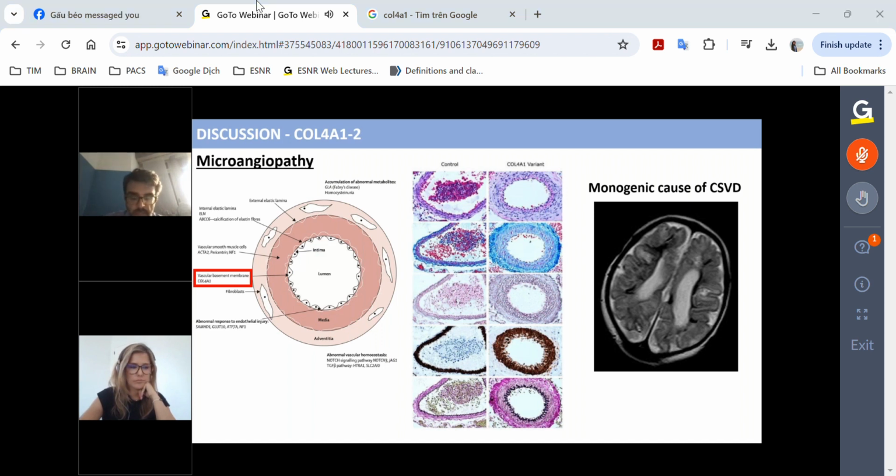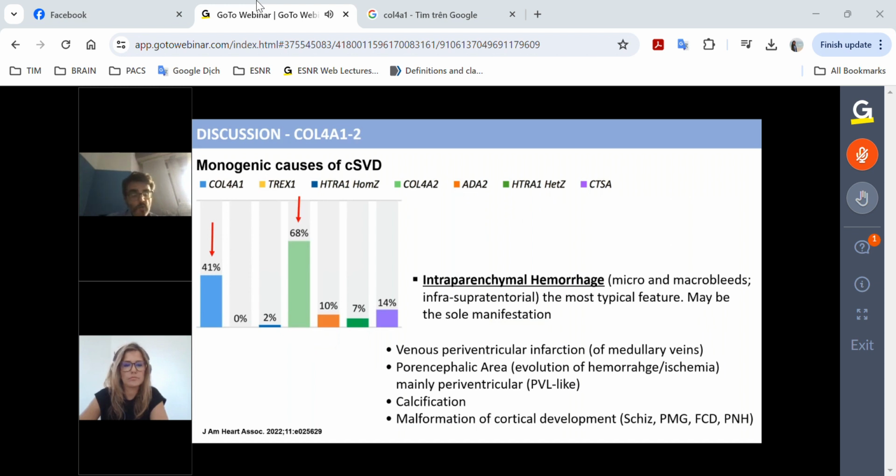So you can see in the middle figure, on the left a control neonate, and on the right a patient with a mutation, and you see the thickening of the basal membrane and the derangement of its structure. So this gene is one of the most frequent monogenic causes of congenital small vessel disease with these kinds of damages, and COL4A1, COL4A2 are frequently responsible for hemorrhagic lesions. But remember, you can also have porencephalic areas, calcification, or malformation of cortical development if the lesion occurs at a very early stage of the pregnancy and of the brain development.